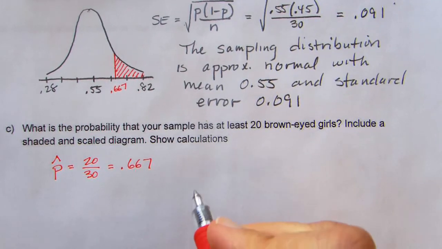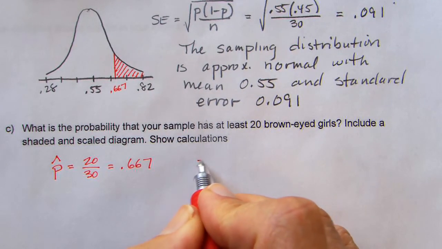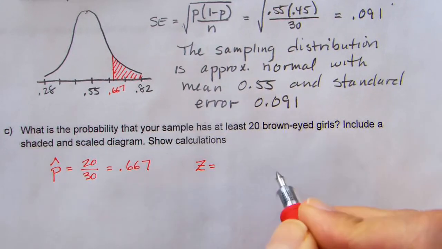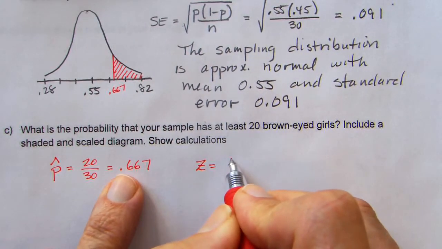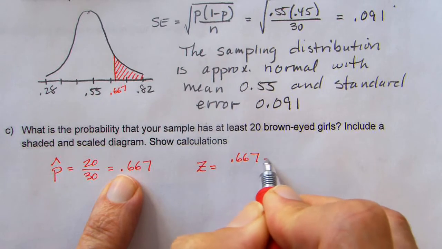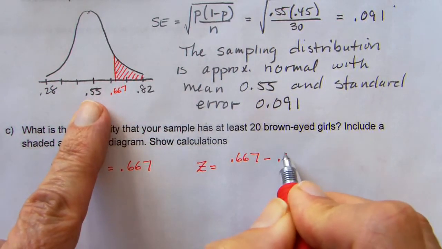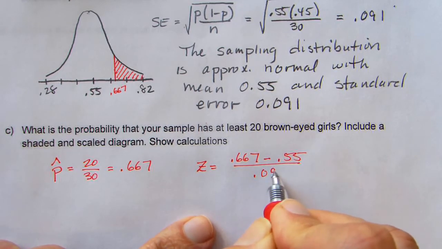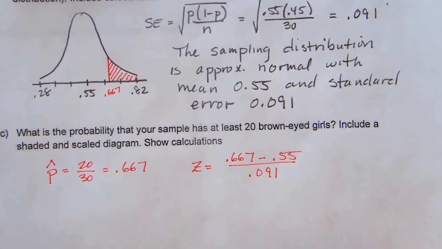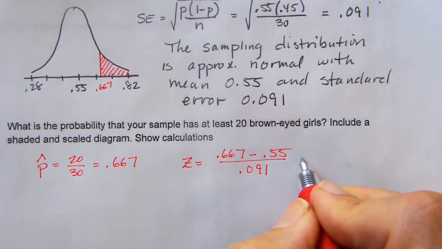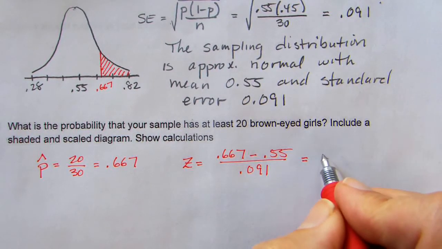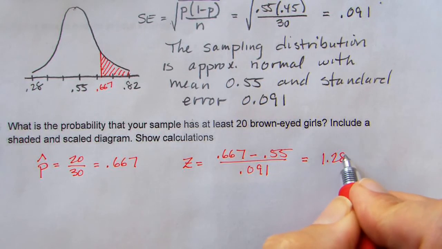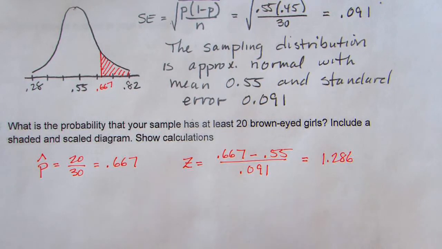So in terms of the calculations, we always show a z-score for this. And so the z-score would be, well, we're observing 66.7%. We're expecting 55%. And we put that over the standard error of 0.091. And we get, in terms of a z-score, about a 1.286 or 1.29, because often z-scores get rounded to 2 decimal places.